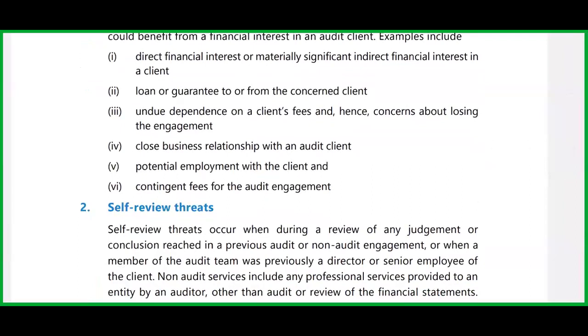Second, loan or guarantee. The auditor is getting a loan or guarantee from or to the concerned client. Undue dependence on client fees is there, and hence auditor has to behave in such a manner that he cannot pinpoint small mistakes so that he cannot lose that engagement.